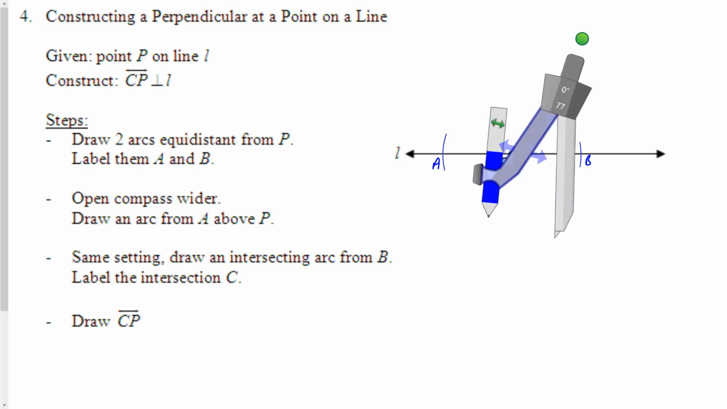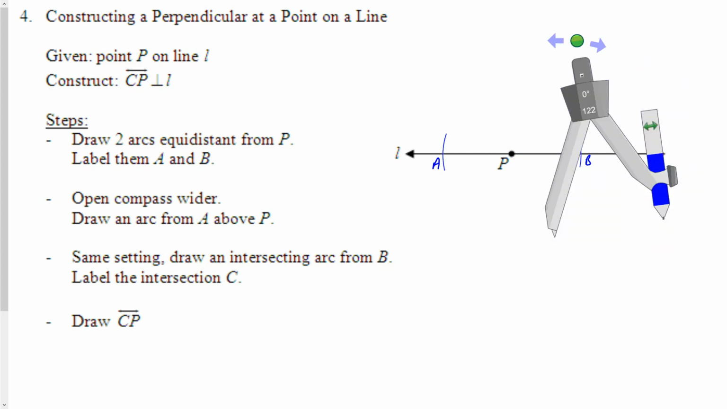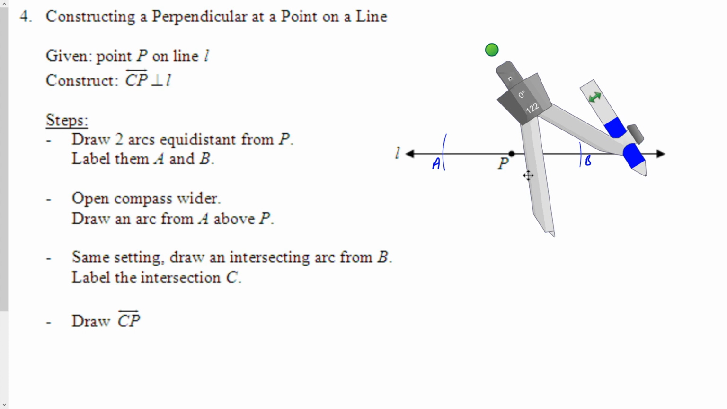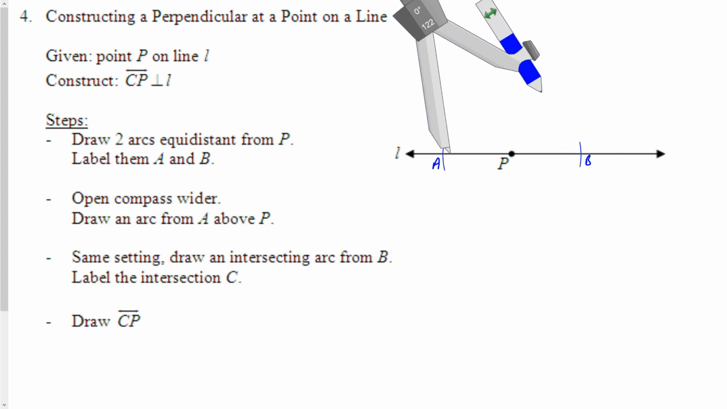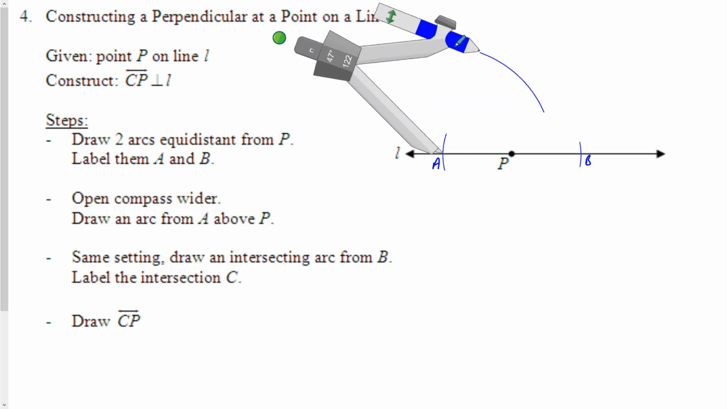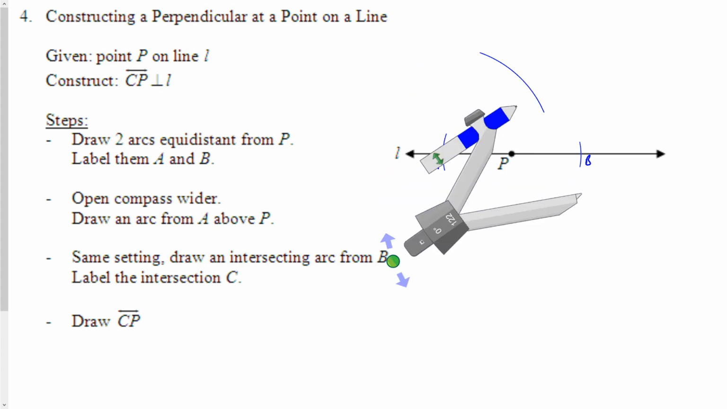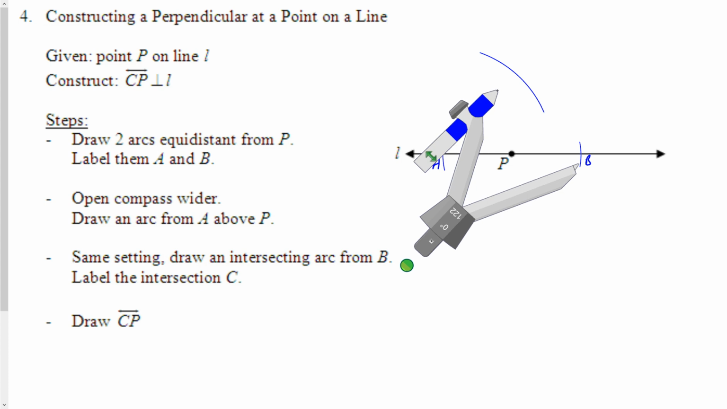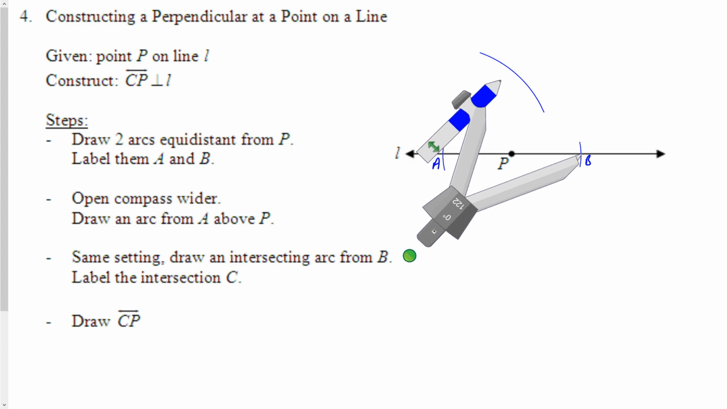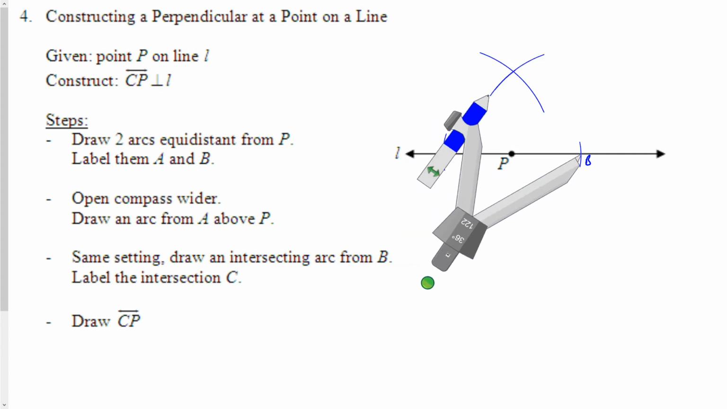So now it says to open the compass wider. It doesn't take a lot, just slightly wider is fine. Draw an arc from point A above P. It could be below P as well. It doesn't make any difference. So we have our arc. Now we're going to use the same setting. Move our compass over here to point B. And we're going to draw another arc, again with the same setting, so that it intersects the arc that we already have here. And there we go.